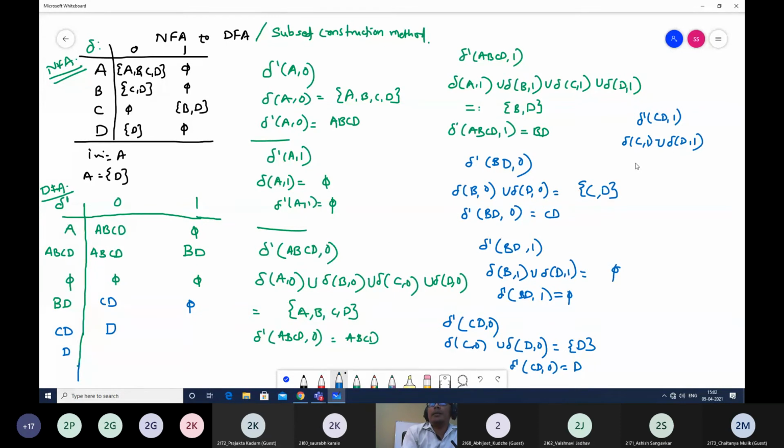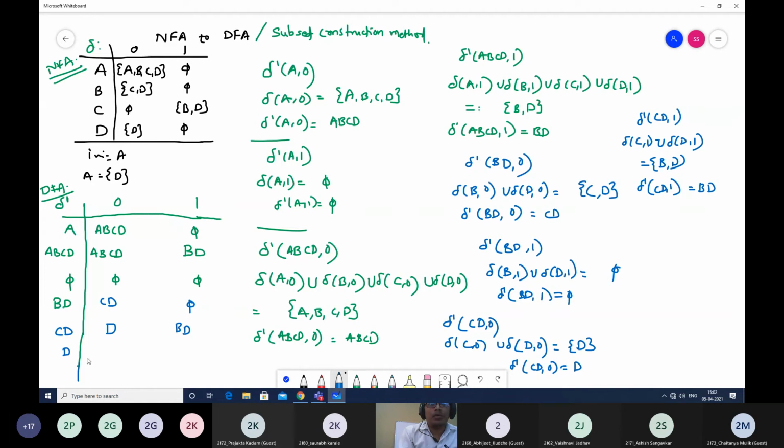Delta of C comma 1 is BD, D comma 1 is phi. So this answer is B comma D. So delta dash of CD comma 1 is BD. It is BD. Now BD is an old name, right? BD is an old name. So again I will not write BD here.